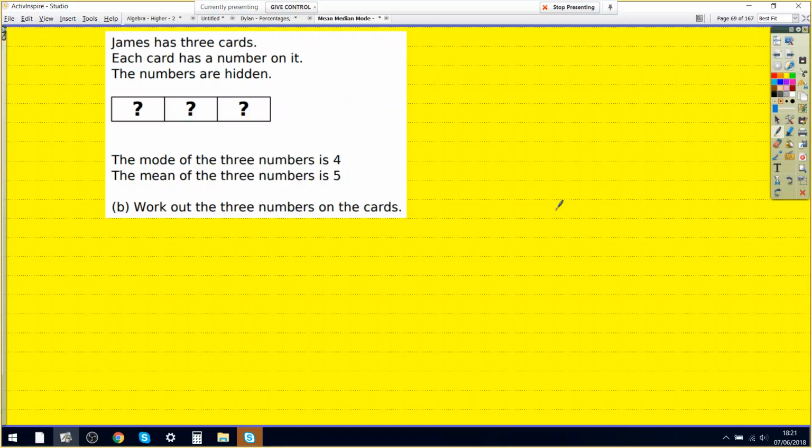Okay, so the mode doesn't matter where it is. The mode is the recurring number, the number that appears most often. How would you do that? How can you make it so the mode will be 4?